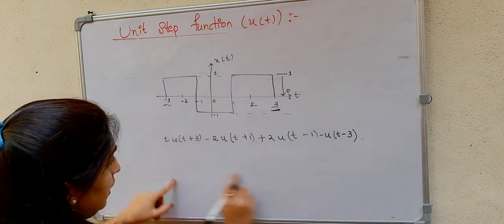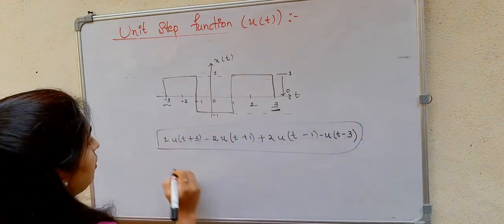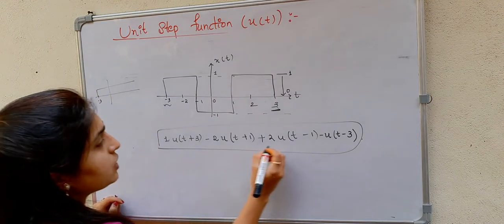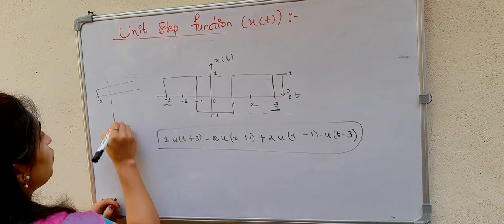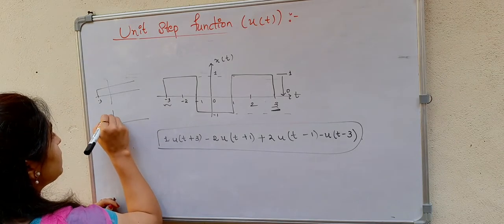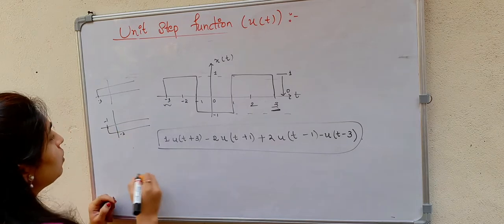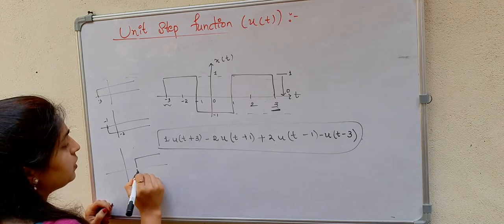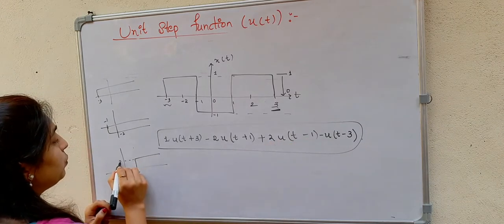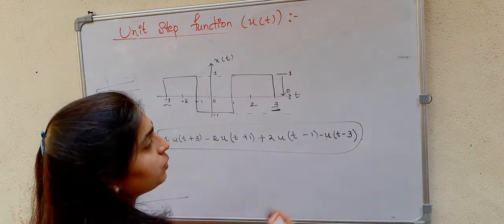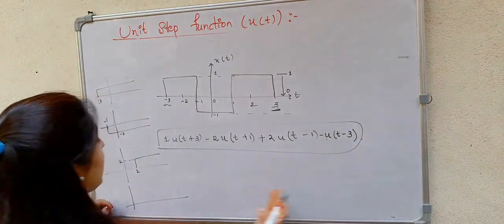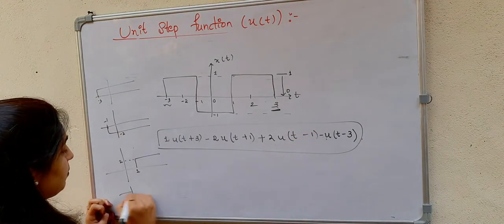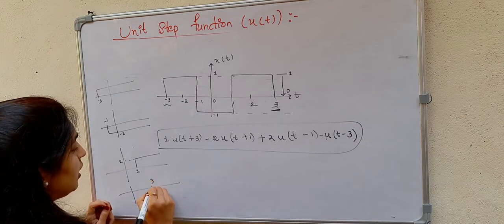So, let us take this and we will prove it. See, u of t plus 3, that is from minus 3. Next, you have minus 2 of u of t plus 1. So, minus 1, you have minus 2. Then, you have 2 of u of t minus 1. That means the signal is shifted towards right by 1 unit and your height will be equal to 2. Then you have minus u of t minus 3. That means it is shifted towards right, but it has the amplitude reversal part. So, I will consider it like this. That is from 3, it is 1.